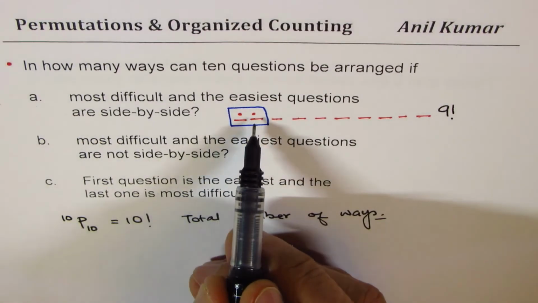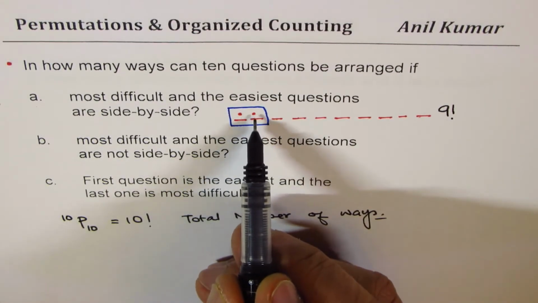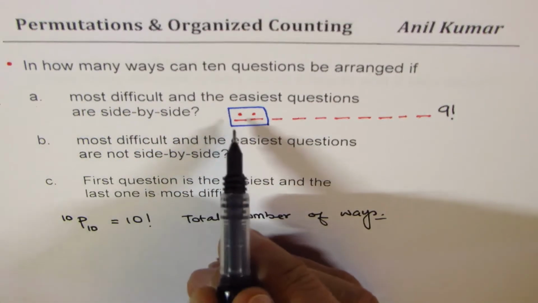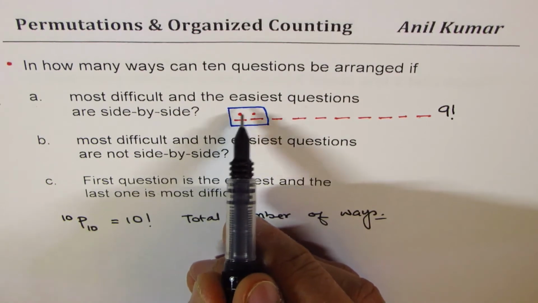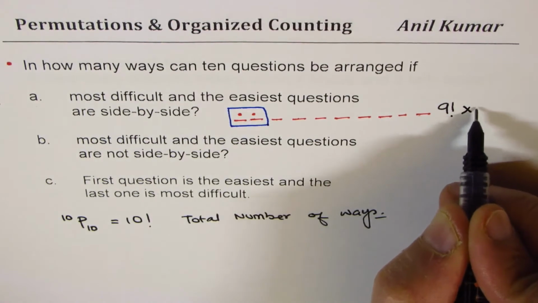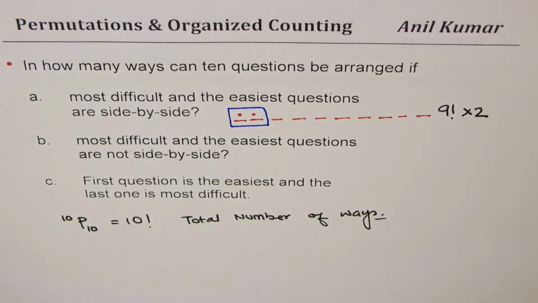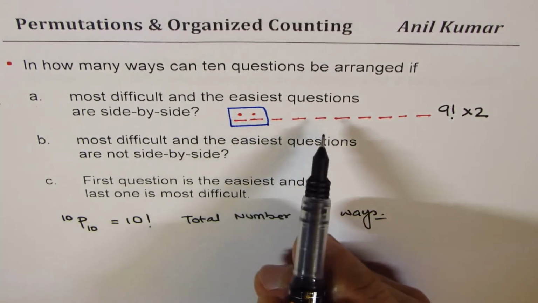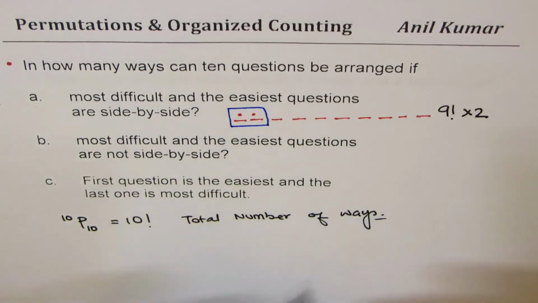Now as far as these two questions are concerned, the most difficult question could come first or the easier one. So there are 2 more ways. So 9 factorial times 2 is the total number of ways. Is it okay? So that becomes the answer for part A.